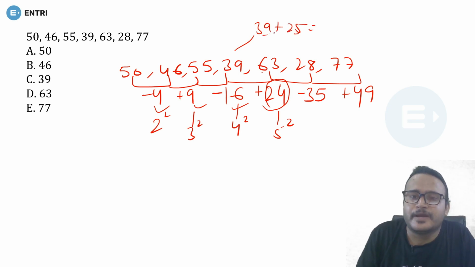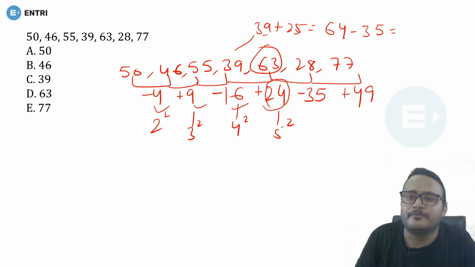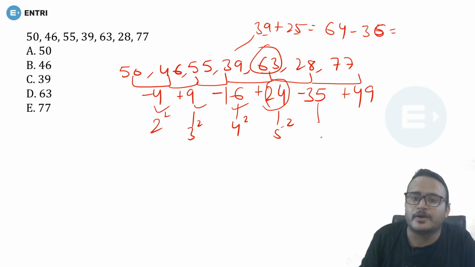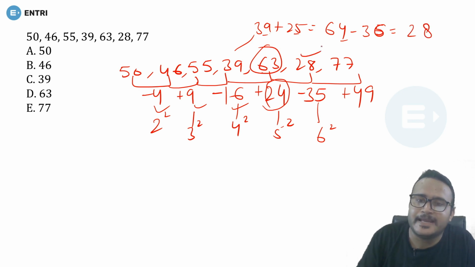3 plus 2 is 5, 9 plus 5 is 14, that means 64, not 63. Because if you subtract 36 from 64, here will be 6 square obviously. So guys, 36, so 14 minus 6 is 8, and 5 minus 3 is 2, so 28 is correct.